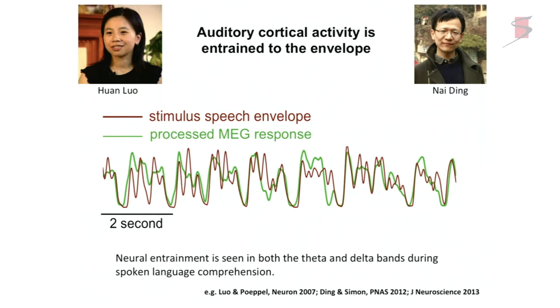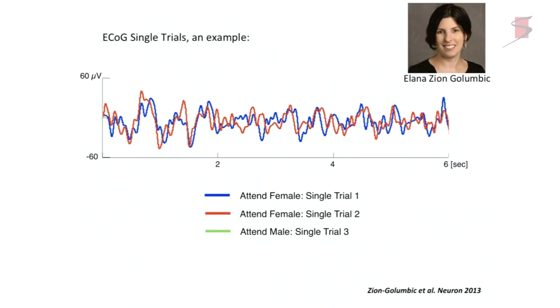So here is the envelope of the speech signal, and the signal recorded from the auditory cortex just gloms on to that. And so that's easy to observe. You can do it, for instance, in ECOG. So this is an experiment by Ilana Zion-Gollenberg from some years ago, where people were in the context of a cocktail party. It's not a very good cocktail party. So you're lying in a machine, and there's two pictures of people talking. And you have to attend to one or the other, so it's a crappy cocktail party.